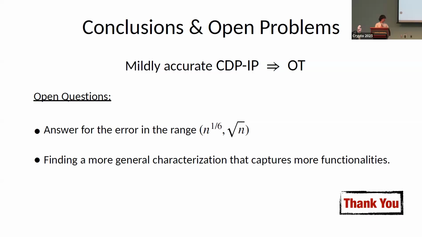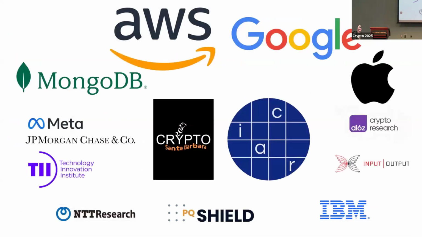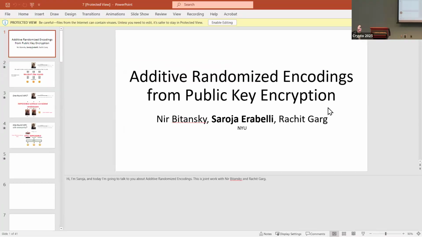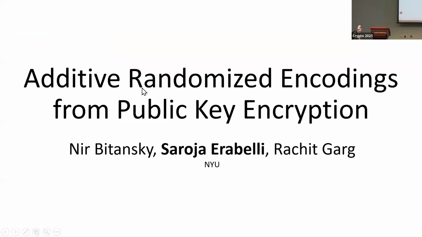Okay. If there are no further questions, let's thank Chao again. Okay. Yes, we're slightly ahead of schedule, but we'll continue. So the next talk is on additive randomized encodings from public key encryption by Nir Bitansky, Saroja Arabeli, and Rachit Garg. And Saroja will give the talk.